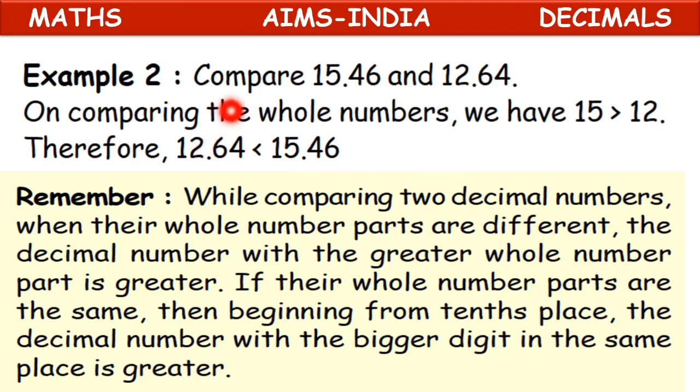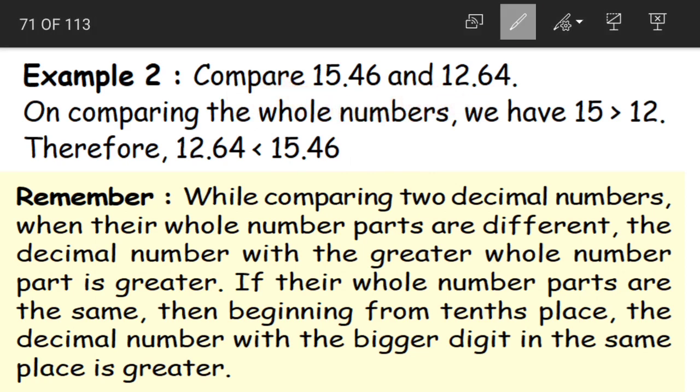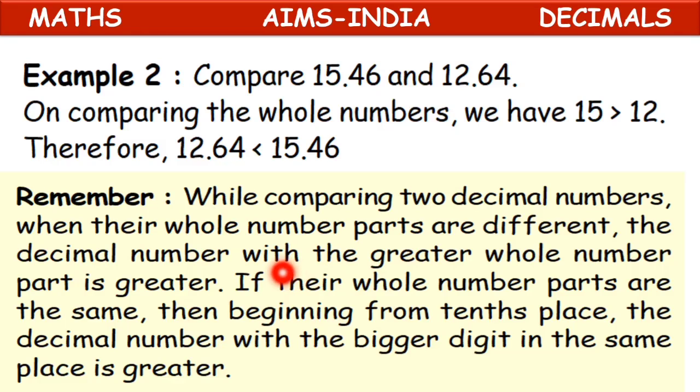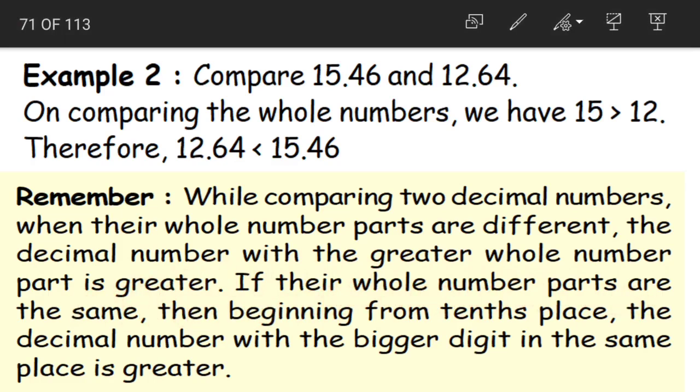Another example, compare 15.46 and 2.61. Let us also read the note here. While comparing two decimal numbers, when their whole number parts are different, the decimal number with the greater whole number part is greater. If their whole number parts are the same, then beginning from the tenths place, the decimal number with the bigger digit in the same place is greater.